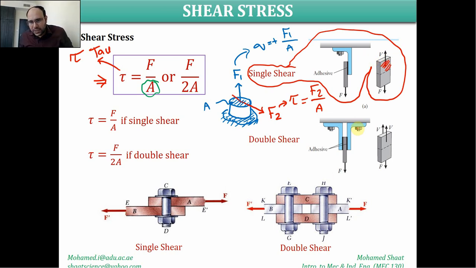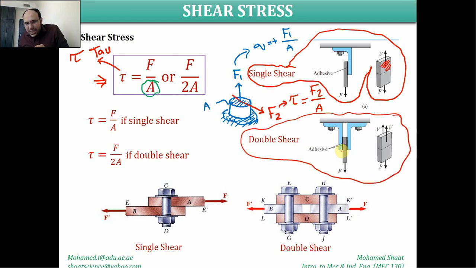But in this case, this is another example that indicates that we do have double shear. Double shear means that this adhesive material will be sliced twice, from this side and that side. So this shearing will be happening twice over the two surfaces. That's why we got the name double shear. This is a single shear case, but this is a double shear case.